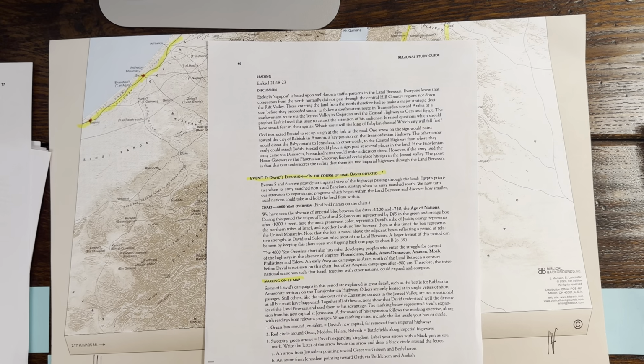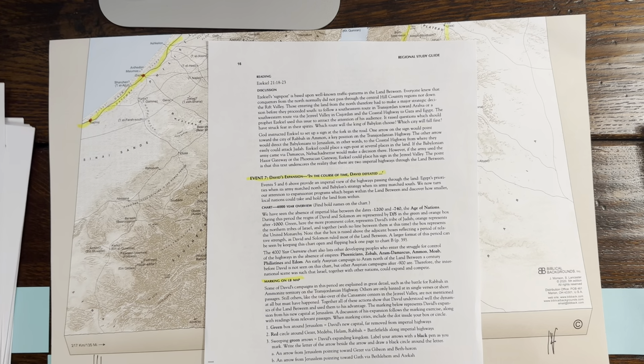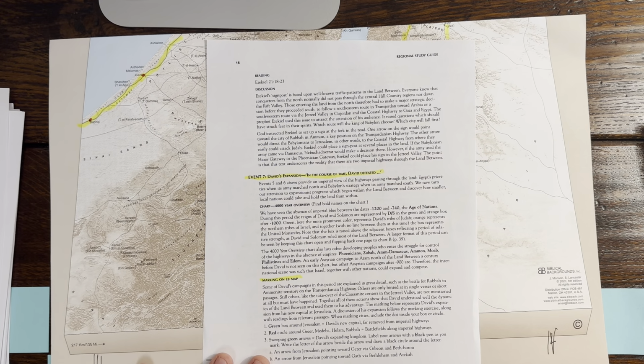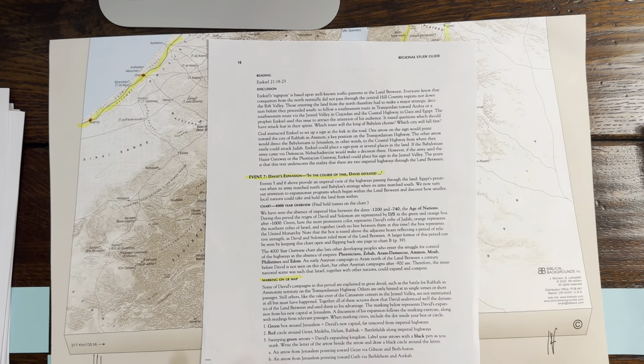Some of David's campaigns in this period are explained in greater detail, such as the battle for Rabbah in Ammonite territory and the Transjordanian highway. Others are only hinted at in single verses or short passages. Still others, like the takeover of the Canaanite centers in the Jezreel Valley, are not mentioned at all, but it must have happened. Together, all these actions show that David understood well the dynamics of the land between and used them to his advantage. The marking below represents David's expansion from his new capital at Jerusalem. A discussion of the expansion follows the marking exercise.